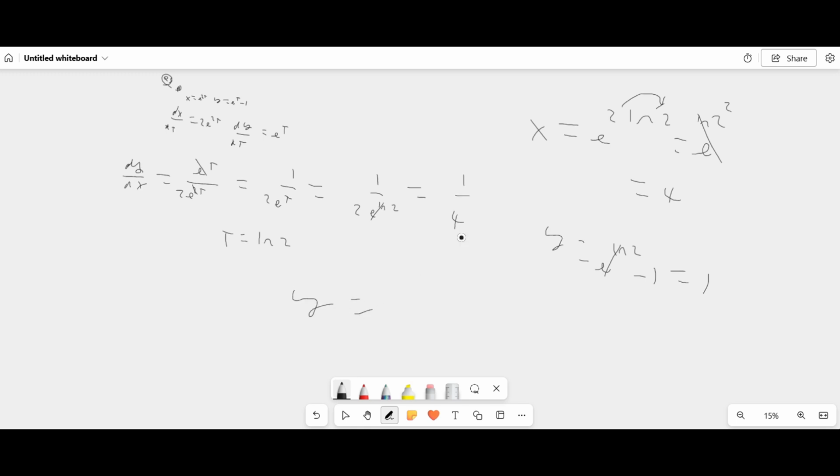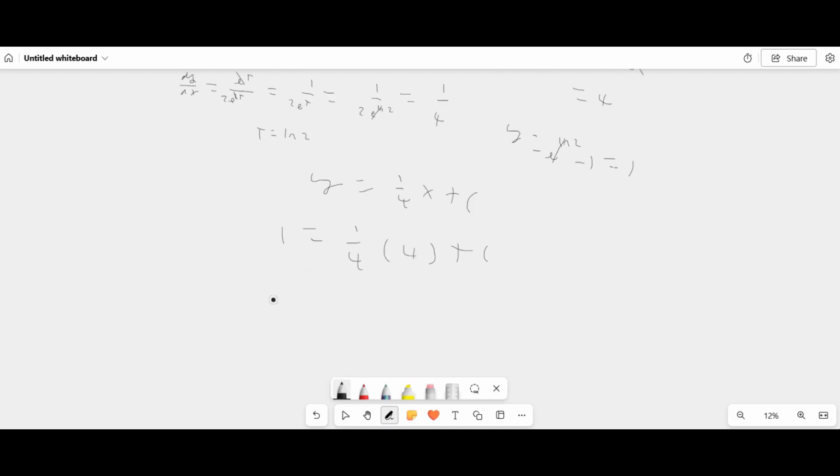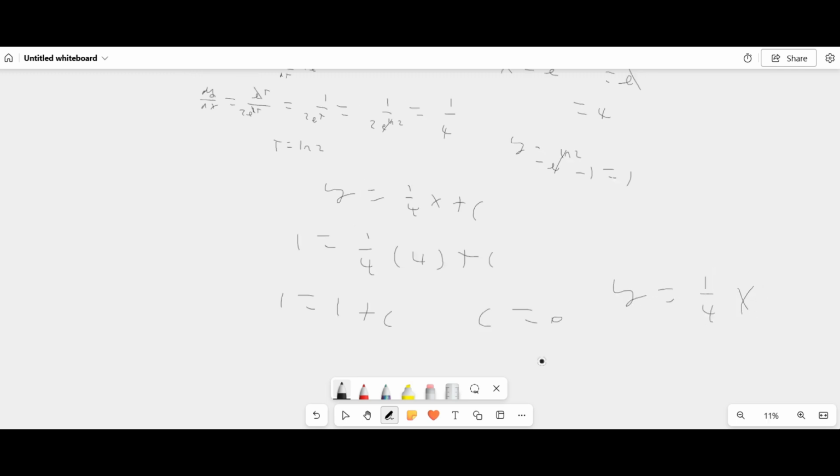So y is equal to, the gradient is 1 over 4, x plus c. X is 4, y is 1, so 1 is equal to 1 over 4 times 4 plus c. Now 4 times 1 over 4 is 1, so 1 is equal to 1 plus c. Obviously c is equal to 0. Therefore y is equal to 1 over 4 x.